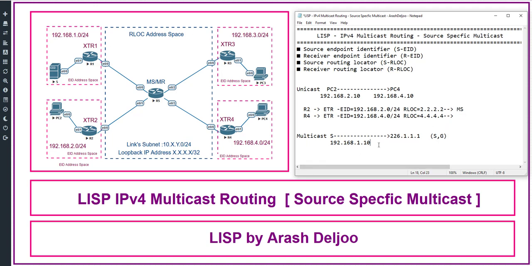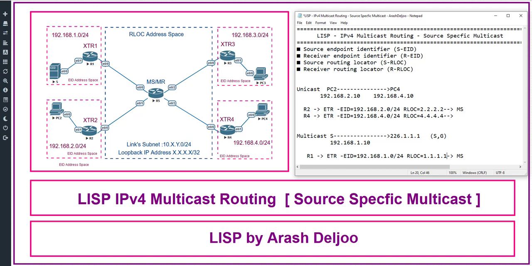The only thing we need is advertising from R1, as the ETR, the EID of this network, 192.168.10.0/24, with the RLOC of Loopback 1 to the MS. As you can see, we have a difference. In unicast we advertise both source and destination addresses, whereas for multicast, LISP semantics only require the mapping of the source address. This means that the source address is more topologically significant than the group address.